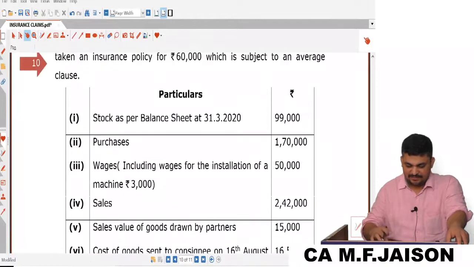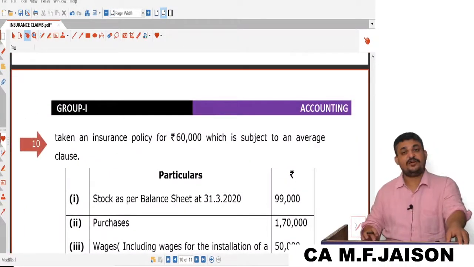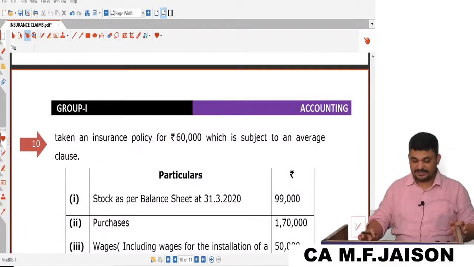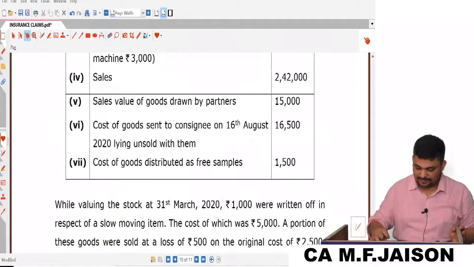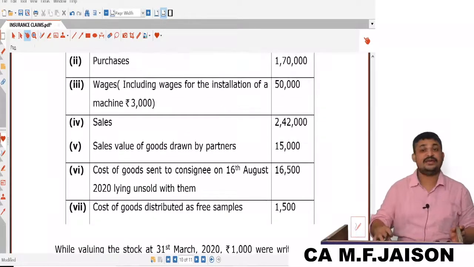I think they haven't given the entire information about the preceding year. Maybe margin somewhere they should mention. All this information is for the year 2021 only.